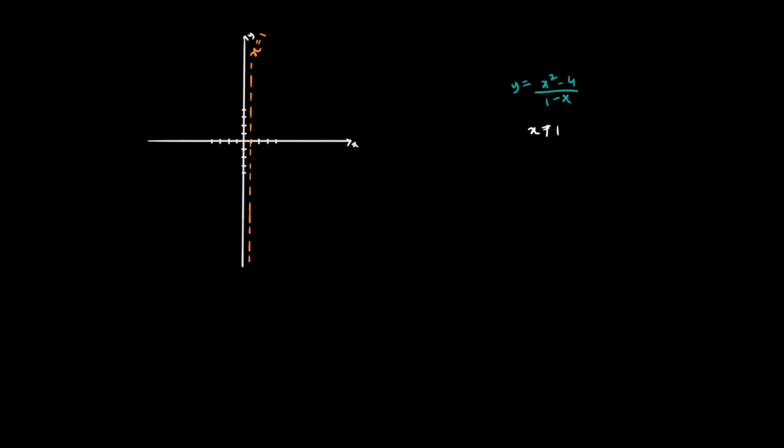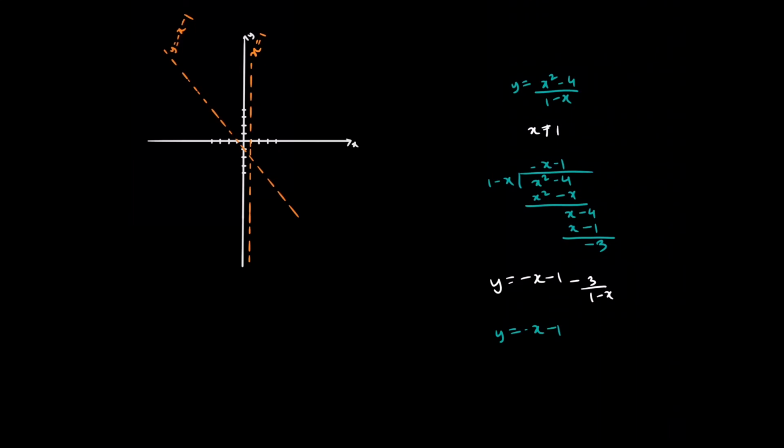Now if we do a quick division, we end up with y equals -x - 1 - 3/(1 - x). So from here we can see that our oblique asymptote is y equals -x - 1. So we sketch that, and rule 3, we use the table function to figure out the general shape of the curve. And this time our curve looks like this. So there you have it.